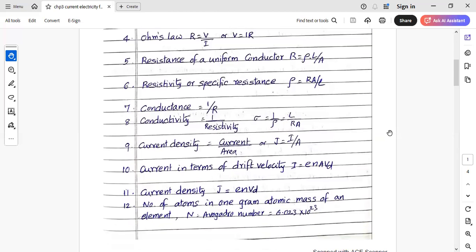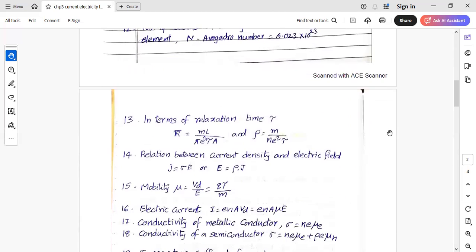Current density is equal to current by area, or J is equal to I by A. Current in terms of drift velocity: I is equal to e n A Vd. Current density J is equal to e n Vd. Number of atoms in 1 gram atomic mass of an element is the Avogadro number N, equal to 6.023 into 10 power 23.